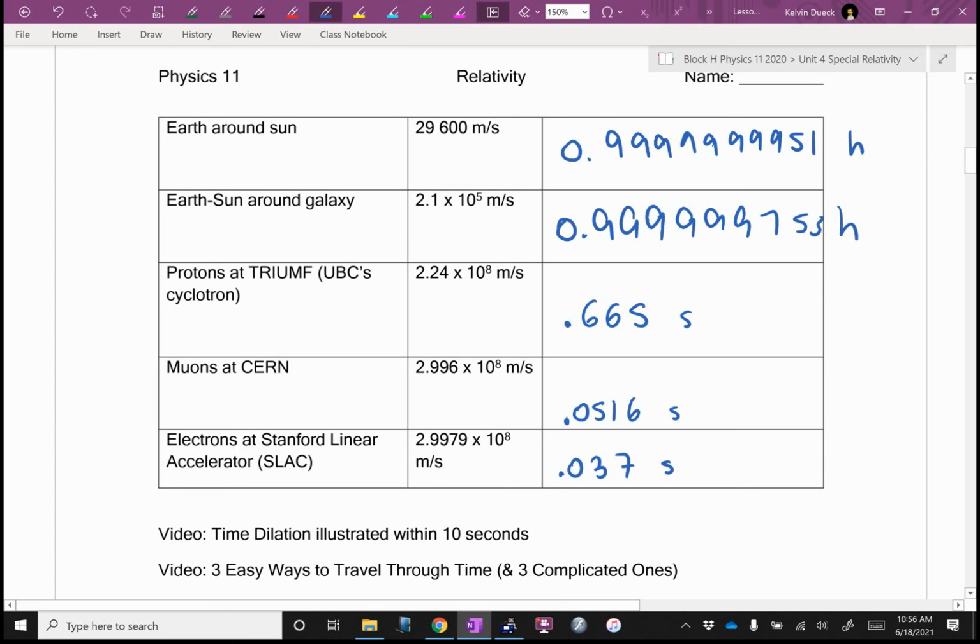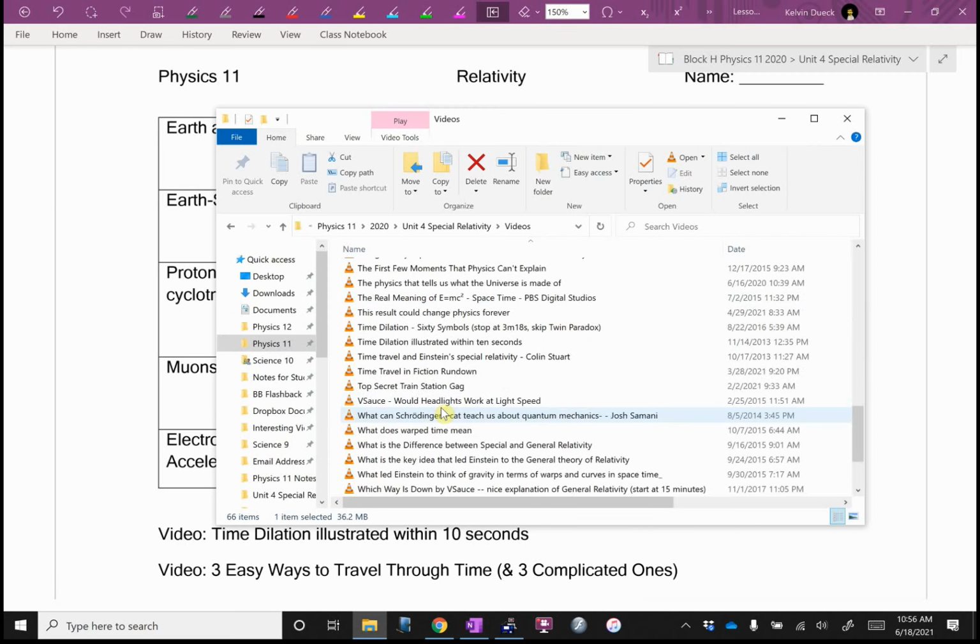That's time dilation. In fact, I can illustrate time dilation for you in 10 seconds. Would you like to see a video that illustrates time dilation for you in 10 seconds? It's also a physics joke.